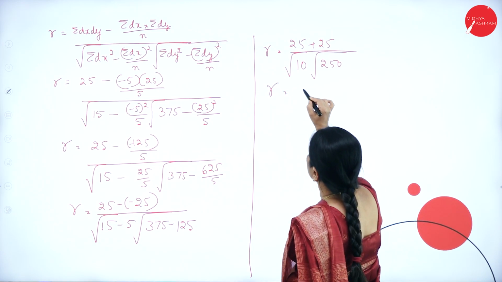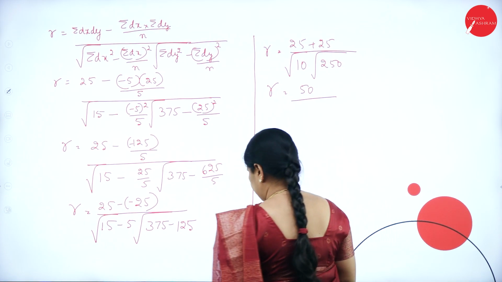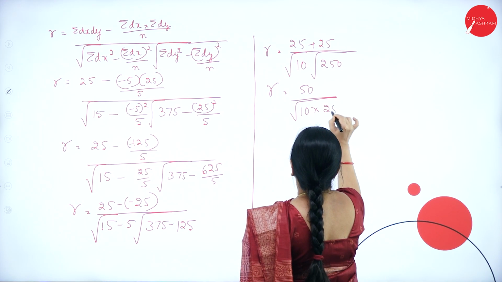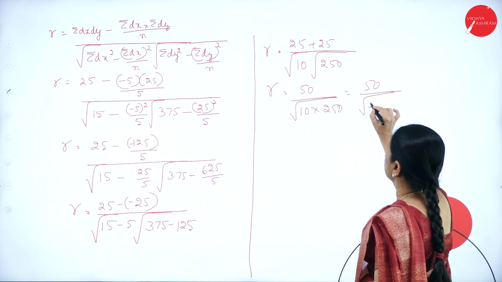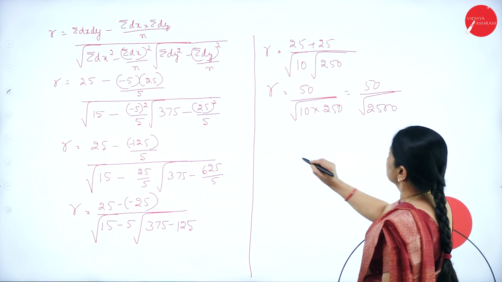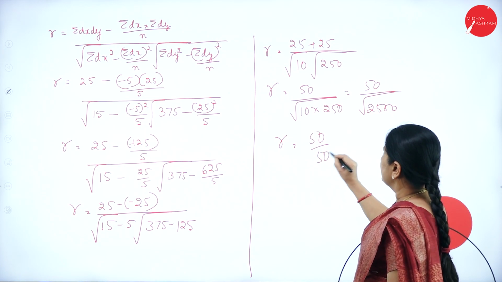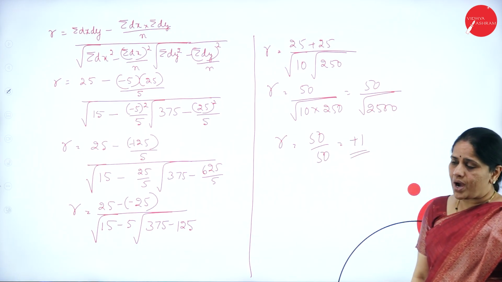So r will be equal to 50 divided by root of 10 into 250, that will be 50 divided by root of 2500. So this will be equal to 50 divided by 50. So the answer is plus 1.